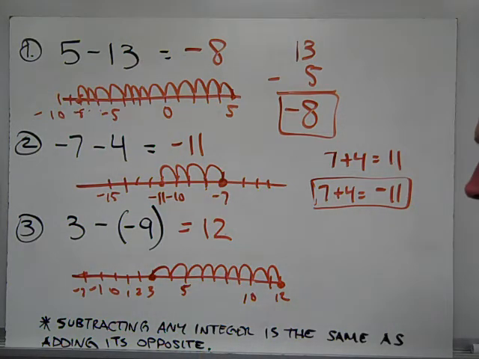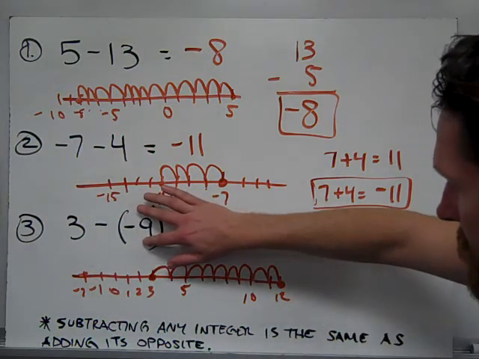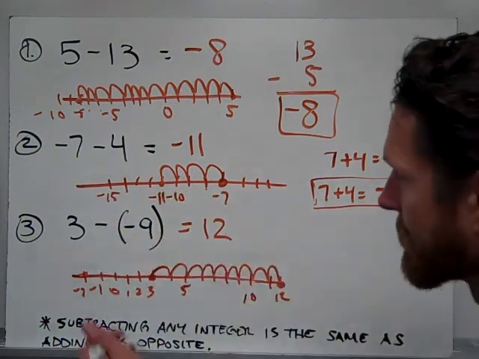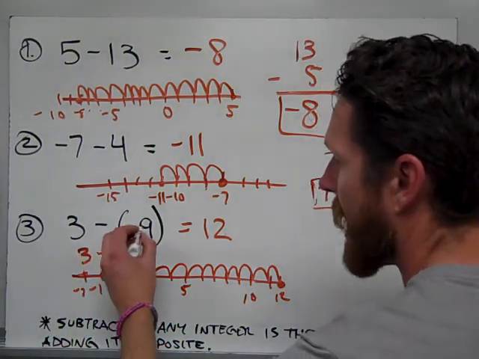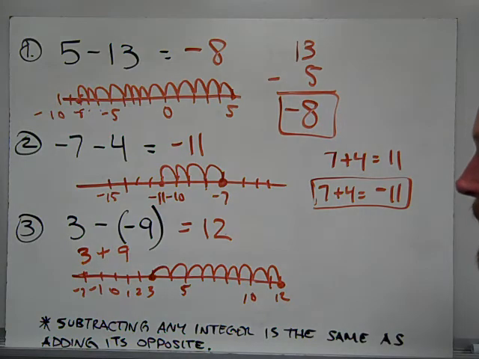Okay, subtracting this integer is the same as adding its opposite, the opposite of negative 9. 3 plus 9 equals 12. All right.